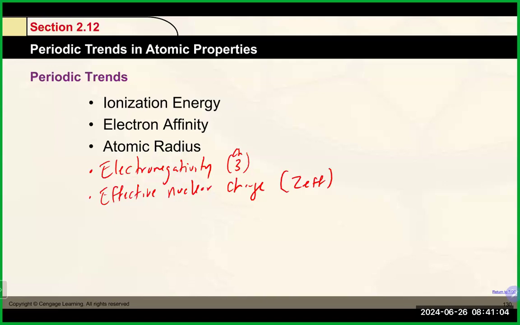So let's talk a little bit about some of these trends, and we'll start with effective nuclear charge. When we talk about effective nuclear charge, or Z effective, it is this idea, for example, if we just take our friend lithium and we do a little electron configuration, 1s2, 2s1, it has 3 total electrons. Lithium's atomic number is 3, which means the nucleus for lithium has a positive 3 charge because of the 3 protons that are there.